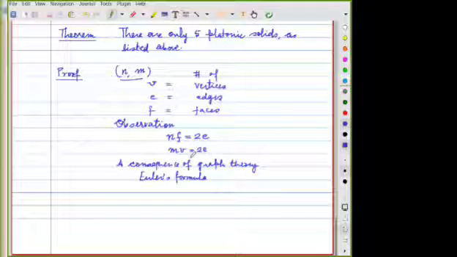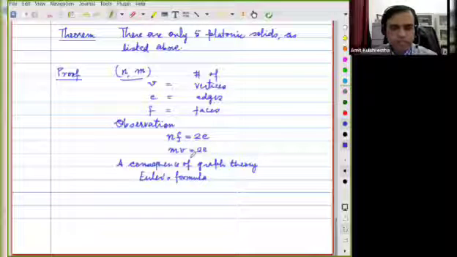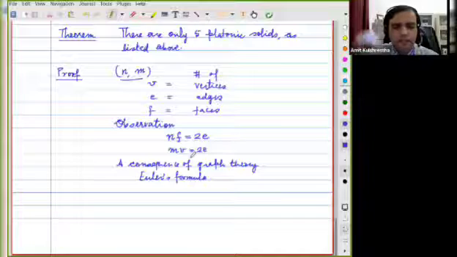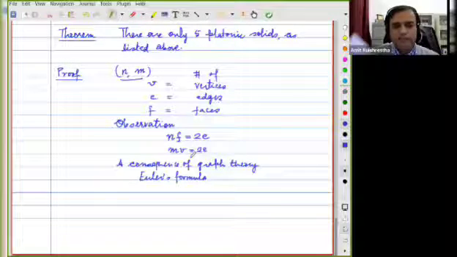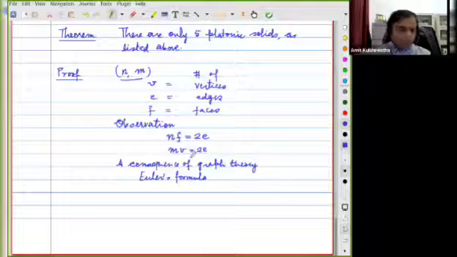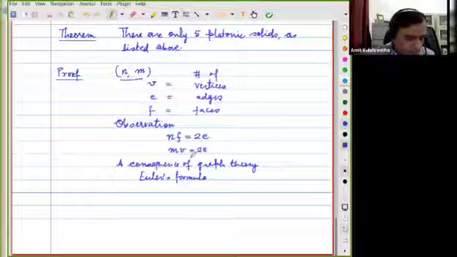See, such things will come. If someone tells you, it might be difficult to grasp immediately, but if you make the object and stare at it for half an hour, you will start observing things. So staring at objects is extremely important in maths.